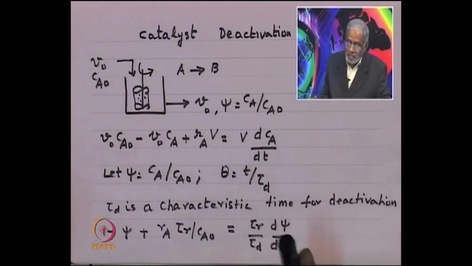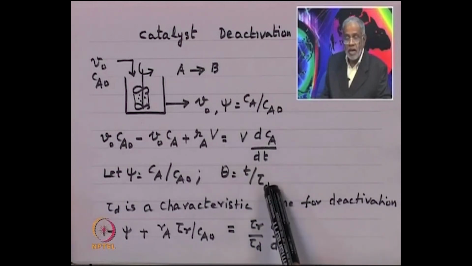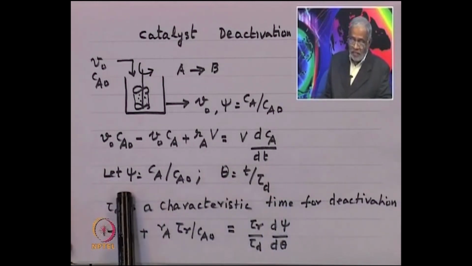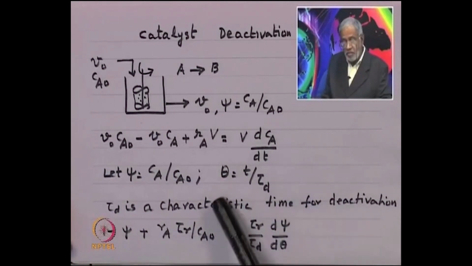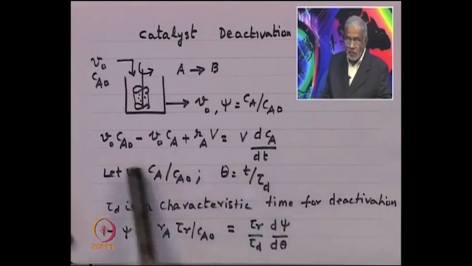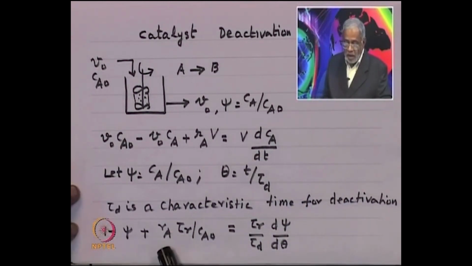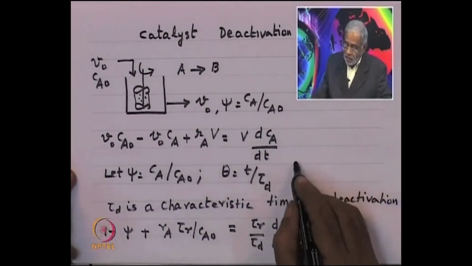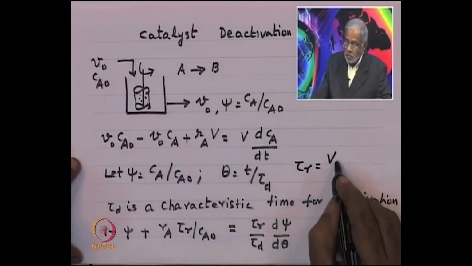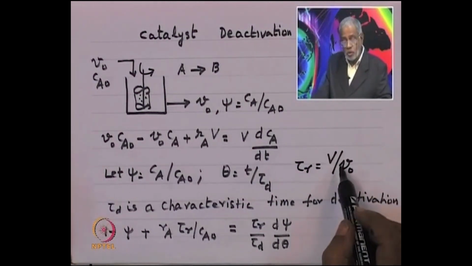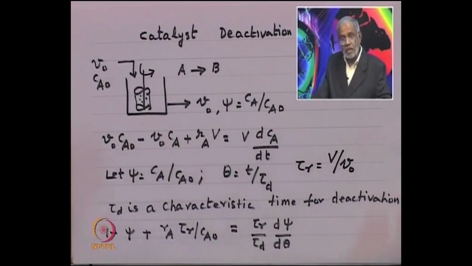So, what we have done here is non-dimensionalization of chronological time t with respect to the characteristic time for deactivation, that is theta. We have defined a variable psi, which is C A by C A 0, and a variable theta, which is t by tau d. Therefore, we can now write this equation in the form 1 minus psi, R A tau r by C A 0, equals tau r by tau d, d psi by d theta. What is tau r? Tau r is V by V 0. In this case, V refers to the volume of catalyst that we have put inside the equipment.